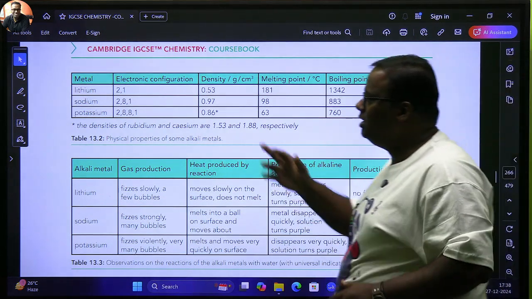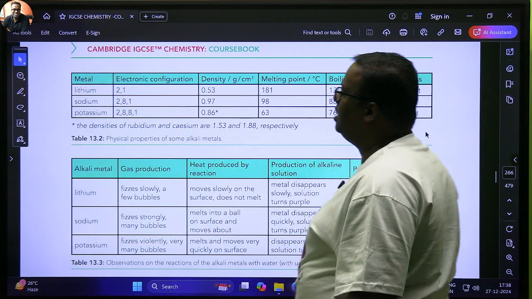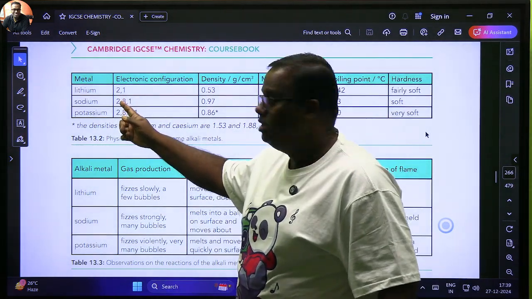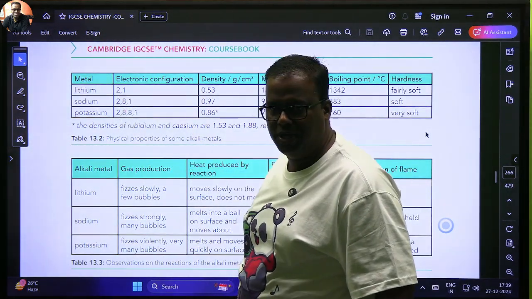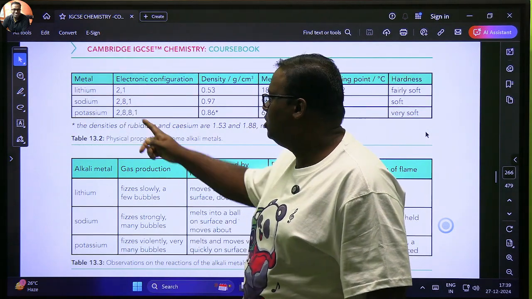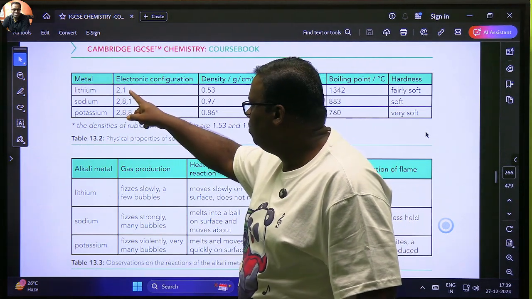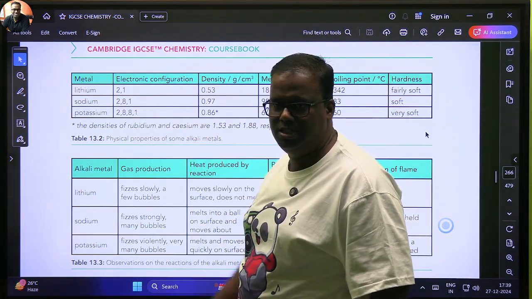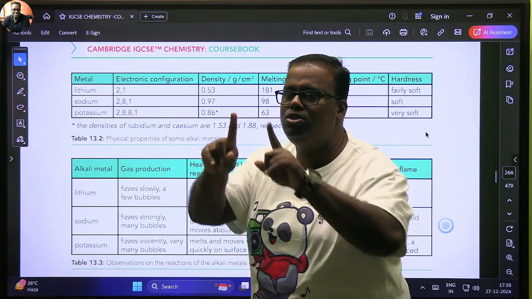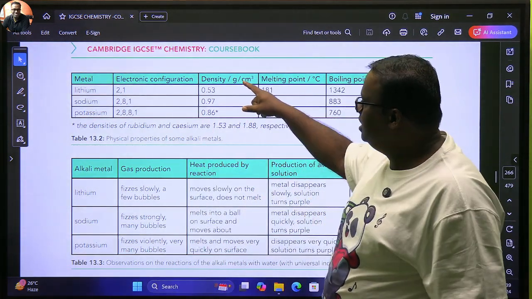Now look at lithium, sodium, potassium. Lithium is in period number 2, so 2 shells have been occupied. Sodium is in period number 3, so 3 shells have been occupied. Potassium is in period 4, so 4 shells have been occupied. If you observe, all of them have 1, 1, 1 valence electrons, which means all of them try to lose 1 electron. Are we fine? Right.